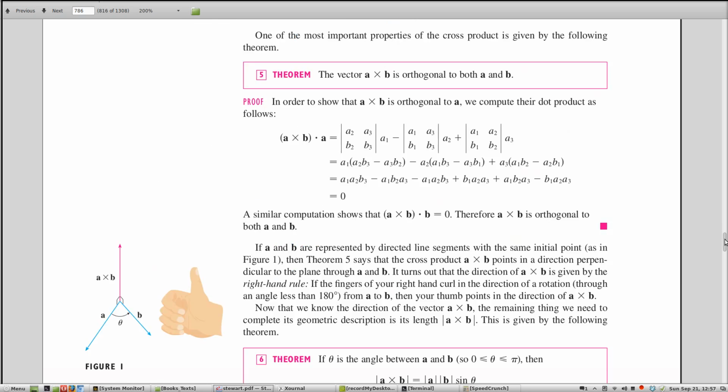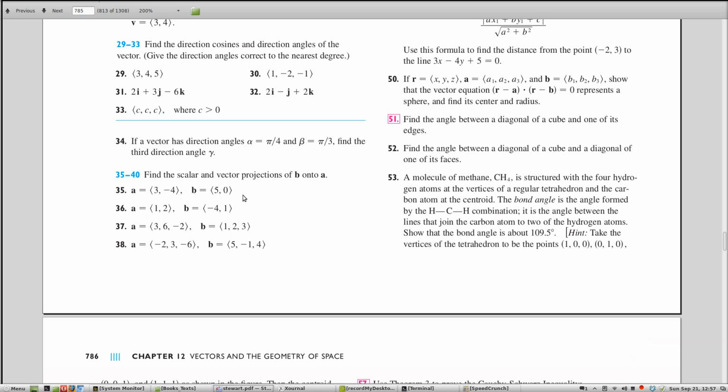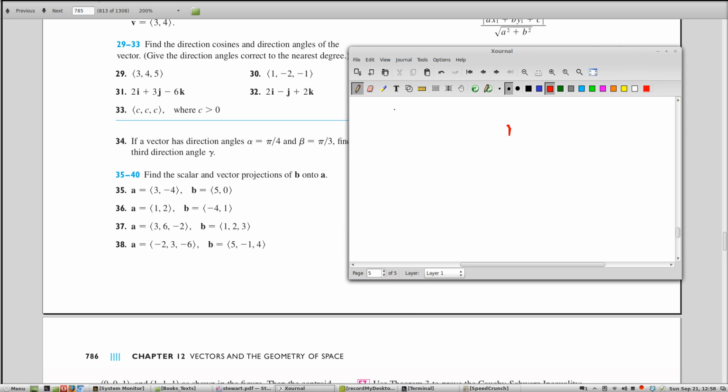What else have they got here? Hold on one sec. So 35 through 40 are important problems because they're about scalar and vector projections. So you need to understand those.